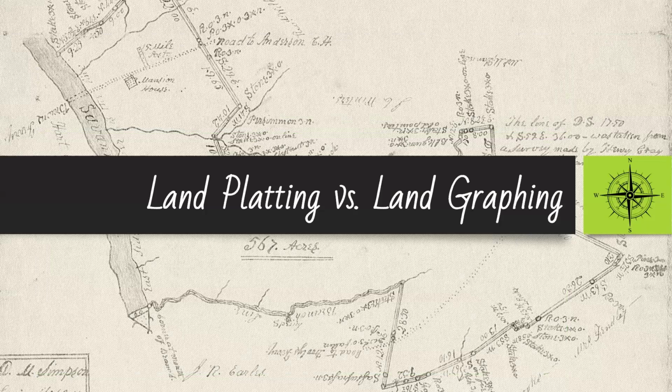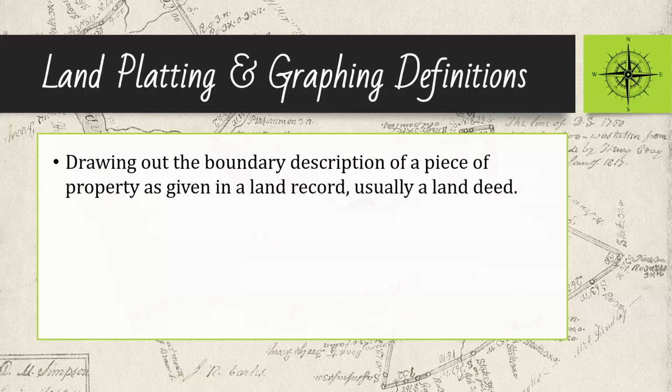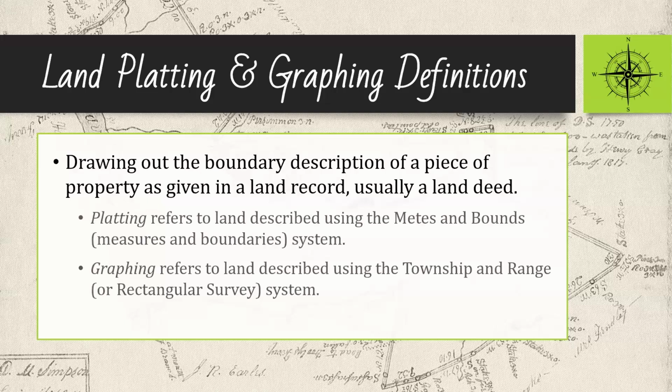Land platting versus land graphing. So we're talking again, drawing out the boundary description of a piece of property. We're pulling from usually a land deed. You might find these in other records as well. Platting refers to meets and bounds, meaning measures and boundaries. Graphing is talking about the system township and range, which is also called rectangular survey. So that's the difference between those two terms.